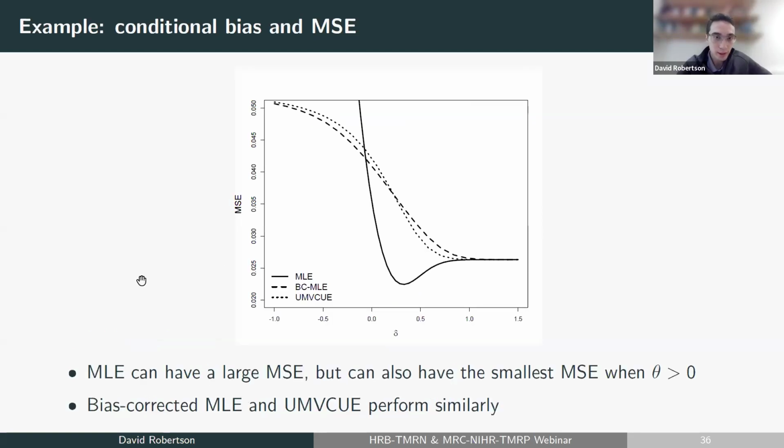And in terms of the mean square error, again, we see that for some regions of the parameter space, the MLE can have a very large mean square error. It kind of goes shooting off here, but that's for low values of theta. And this bias-corrected MLE and UMVCUE perform quite similarly in this case in terms of mean square error. So again, these plots are quite useful to consider these properties.